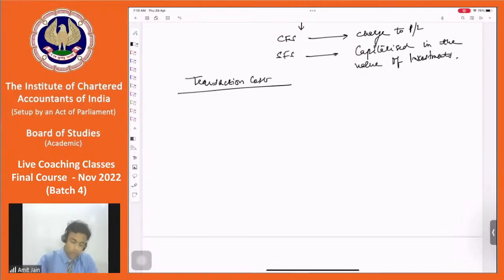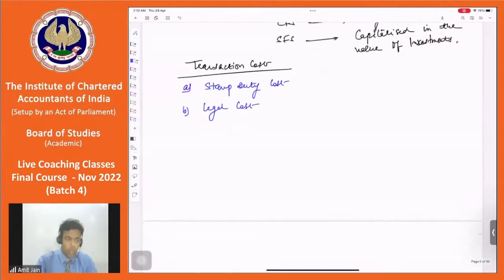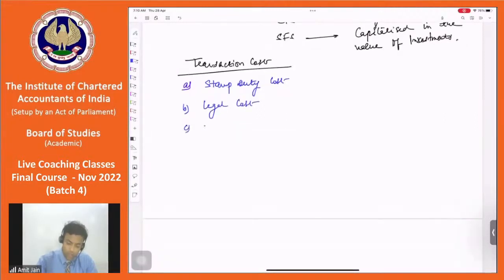Jay has raised one point. If business acquired, then there will be no investment. Okay, very good question, Jay. Let me complete this, then I will answer to you. Transaction cost like stamp duty cost. Legal cost. Registration charges.